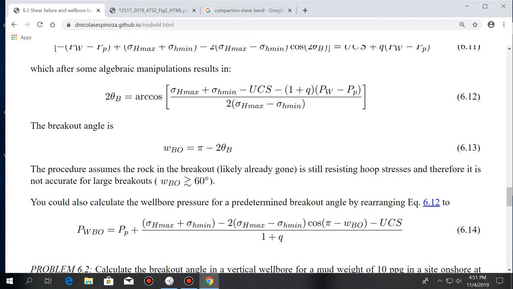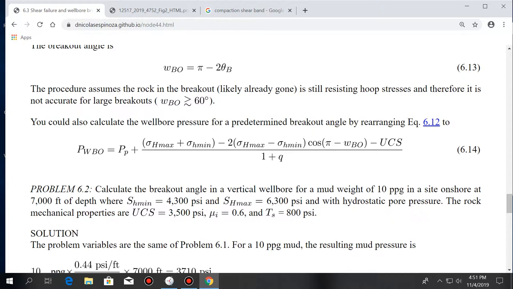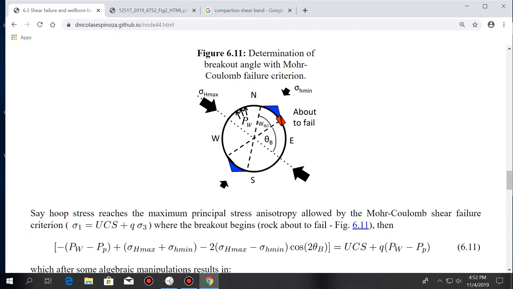Or you could reverse this equation and tell, if I have a given breakout angle, what is the pressure in the wellbore that I need to get that breakout angle? So you can do this analytically. It's not too difficult. Basically, you have to assume failure at that point, and whatever is at failure is going to be the breakout, and whatever is not a failure is just not a breakout. Okay, so for a vertical wellbore, it is relatively easy.